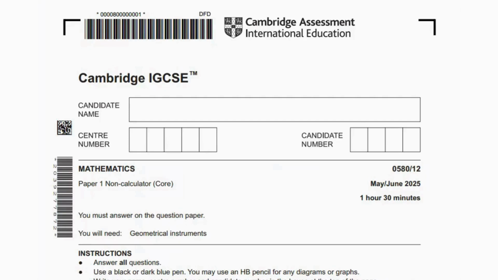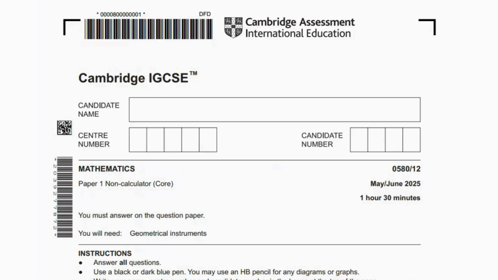Today we're going to do the second variant of paper 1 for core maths. This is a non-calculator paper. In this video, we'll be discussing a detailed solution for the questions that came in this paper and see what tips and tricks you can use. Make sure that you can solve these questions without the need of a calculator.